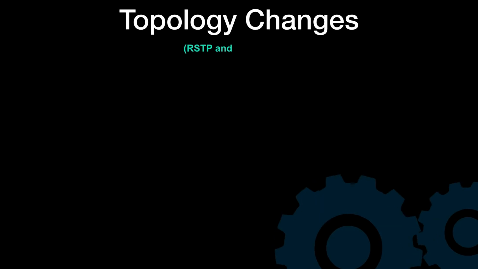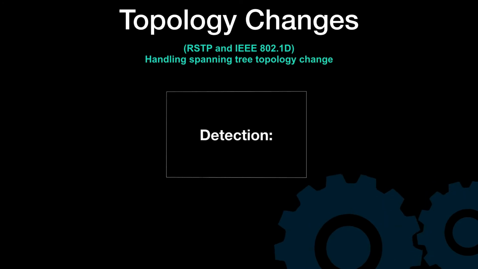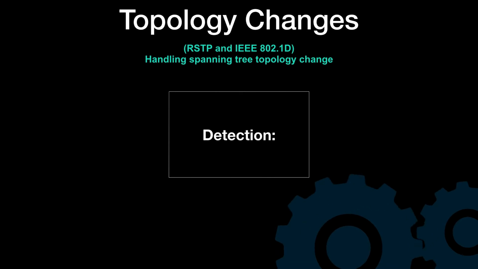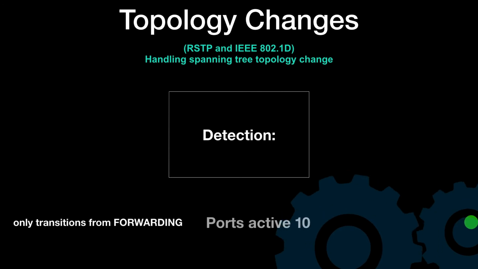Topology changes. This section describes the differences between the RSTP and the 802.1d in handling spanning tree topology changes. Detection. Unlike 802.1d in which any transition between the blocking and the forwarding state causes a topology change, only transitions from the blocking to the forwarding state cause a topology change with RSTP. Only an increase in connectivity is considered a topology change. State changes on an edge port do not cause a topology change.